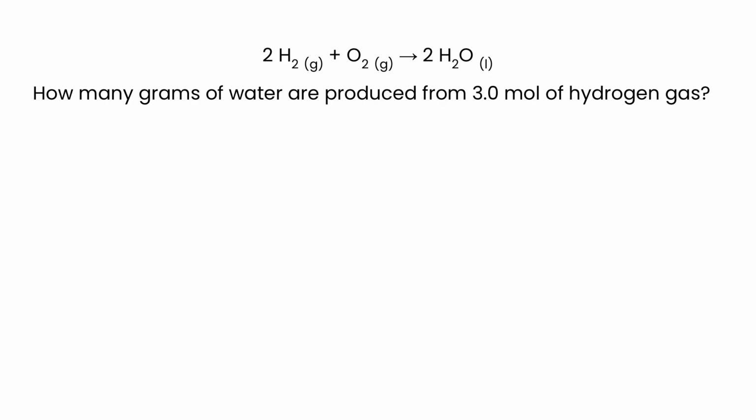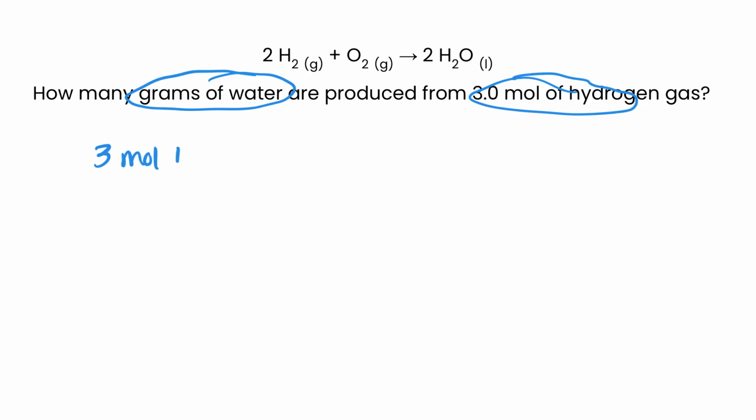And if you have a question that doesn't ask for moles but asks for a different unit, you have to do that conversion at the end to get the correct answer. So for an example, in this question, we're asked for grams of water and we're given moles of hydrogen gas. So if we just went 3 moles of hydrogen gas, we use our mole ratio of the water to the hydrogen gas. And then because that's a 1-to-1 mole ratio, we go, okay, 3 moles of water.